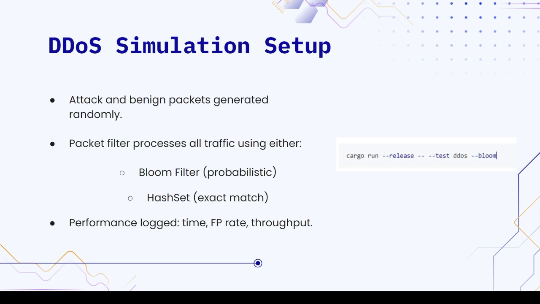So, the DDoS simulation setup. To test the filters, I wrote a simulation in Rust to generate large volumes of traffic from both malicious and good packets, or IPs, I guess. Each packet had a randomized IP, and some were flagged as malicious based on a predefined list. The filtering system then processed this traffic using either the hash set or the Bloom filter, and metrics such as processing time, throughput, false positives, and memory usage were logged for each run. Then we had a head-to-head comparison of the Bloom filter and the hash set. To run it, I had some command line parameters that I passed in when running each test.